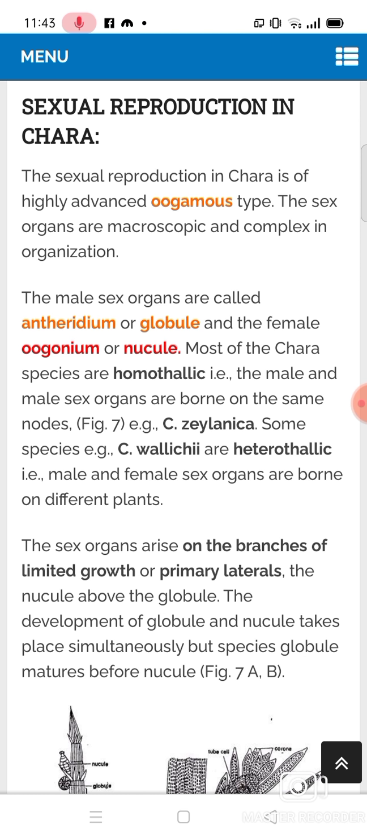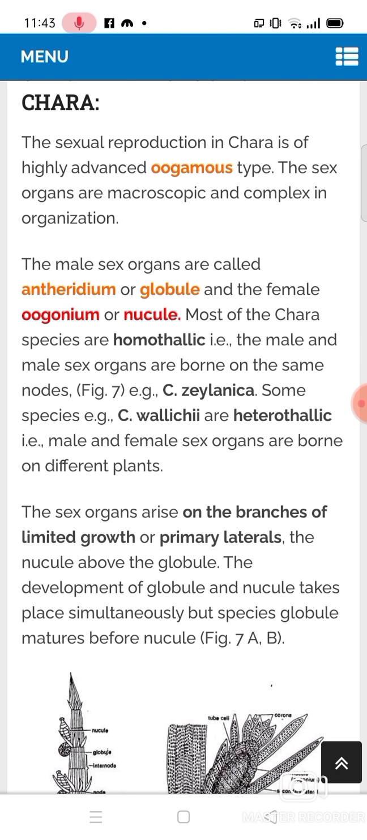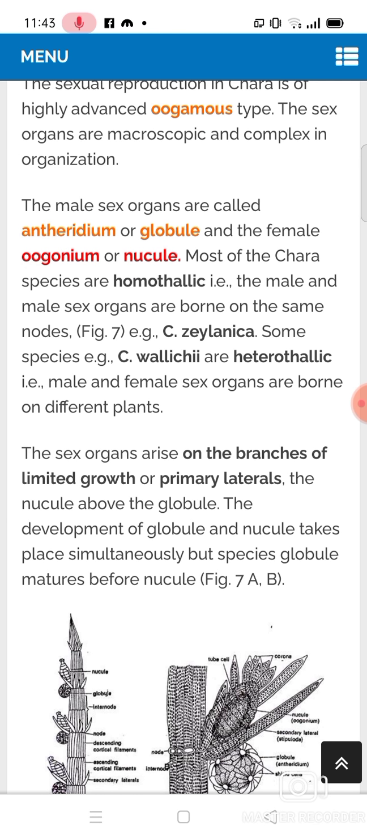So sexual reproduction in the chara is highly advanced type. In this, the sex organs are macroscopic and complex in organization. The male sex organ, in case of the chara, is called the antheridium or globule. You need to know the names of the male and female sex organs in case of the chara. The male sex organs are called antheridium or globule, and the female sex organs are called oogonium or nucule.